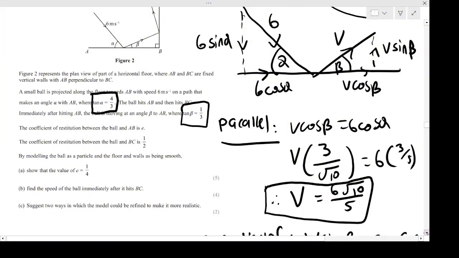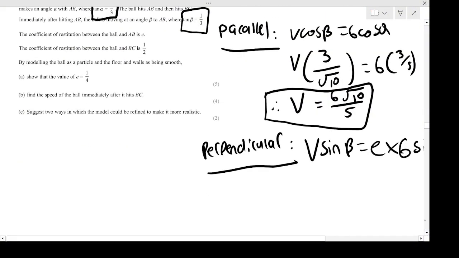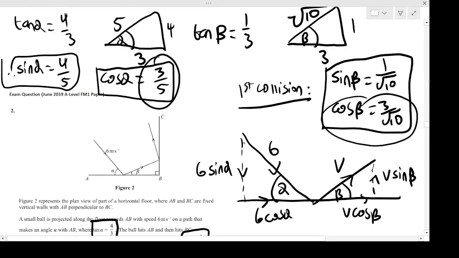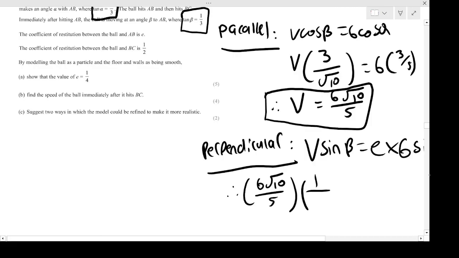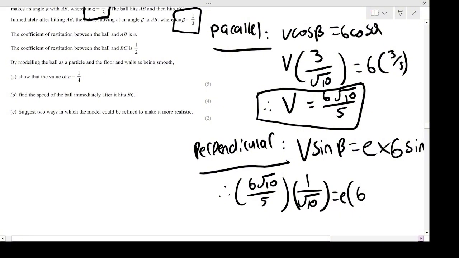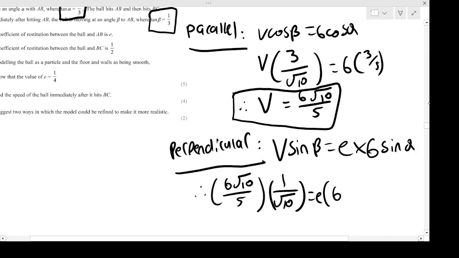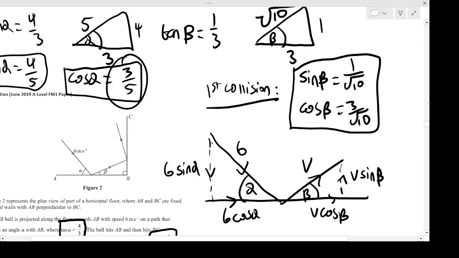Okay. Then if I look at the perpendicular equation, I can then say that v, which is 6 root 10 over 5, lots of sine beta. And now sine beta is 1 over root 10. That's going to be e lots of 6 lots of sine alpha. And we also know that sine alpha is 4/5.